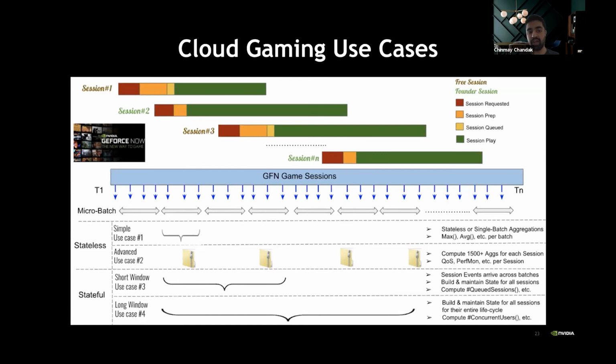A more advanced stateless pipeline is where you get a whole bunch of data, like the entire session file as a zip file, with all the events of what happened during the entire session, and you want to compute some sort of quality of service or performance metrics on top of it. And then there are the more stateful pipelines, which are the short window ones and the long window ones.